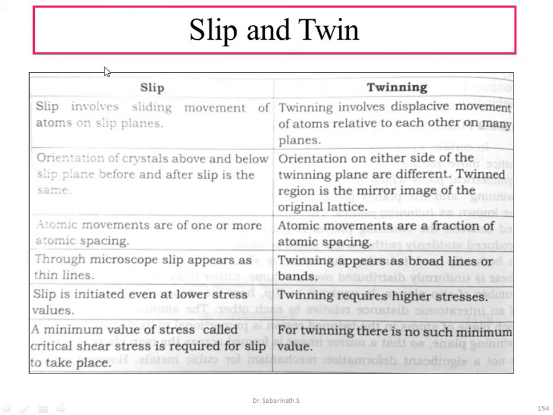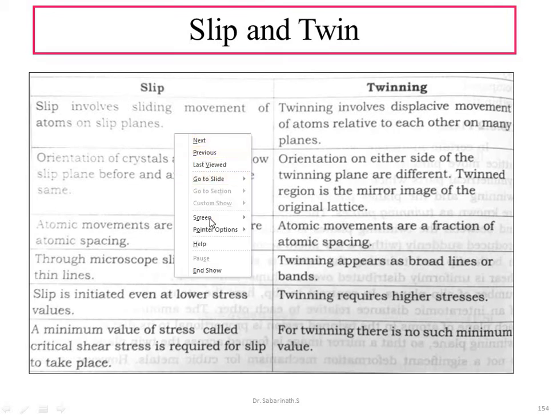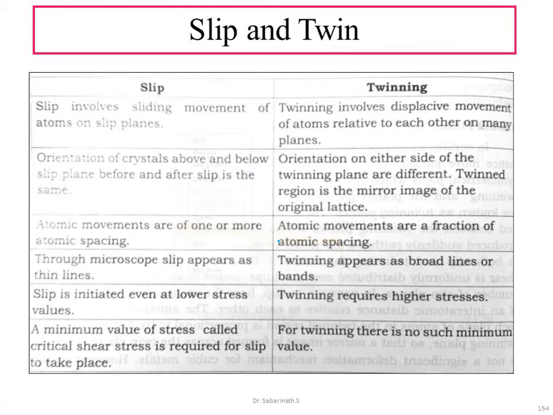Many times you can expect questions like: explain the difference between slip and twinning. So you can follow this table, and I will explain it part by part. This is slip. Slip involves a sliding movement of atoms on the slip plane. So here the slip plane is very important, and atoms will move only in these slip planes.